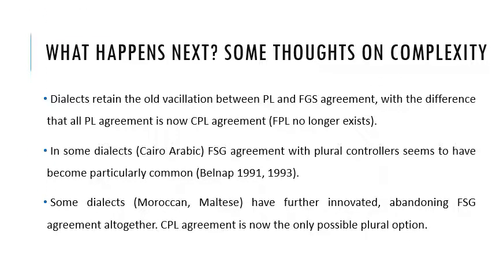So we're almost at the end of the story. I'm running out of time. I have already run out of time. A last question that we could ask ourselves is, and what happens next? What happens when feminine plural forms finally disappear from the language?